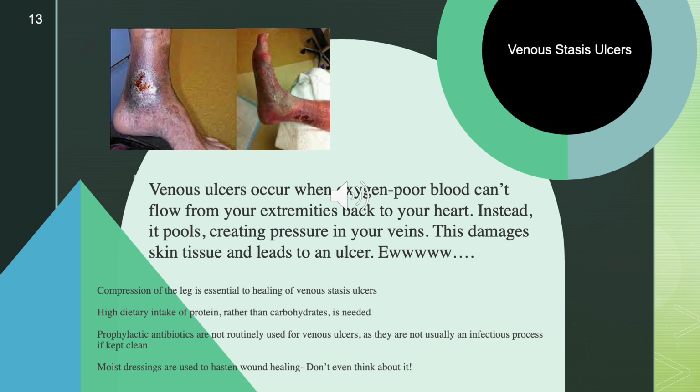Now, in this case, unlike our other issue, compression of the leg is essential to healing the venous stasis ulcer. So you have to do that. High dietary intake of protein, carbohydrates, back off of them, right? Prophylactic antibiotics are not routinely used for venous stasis ulcers because, again, they're not an infectious process, just like peripheral artery disease. Most dressings, so any dressings that have moisture on them are awful. So don't even think about it.